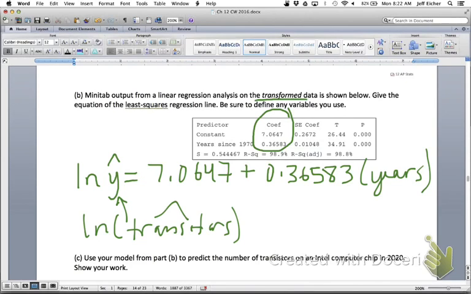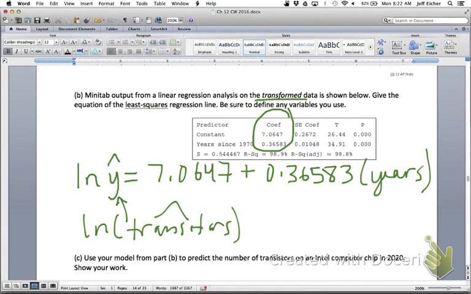So very similar to what we've done throughout the year, writing an equation of a regression line, but now it's just ln y. Now, very importantly, you need to be able to evaluate logarithms. That's probably the main reason why Algebra 2 is a prereq for this course. We're going to use that equation, and then down here in part C, it says use your model to predict the number of transistors of an Intel computer chip in 2020.